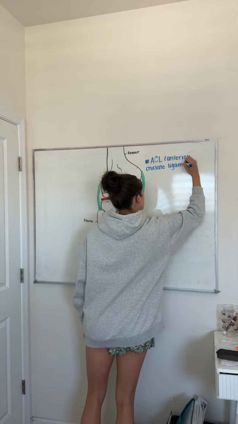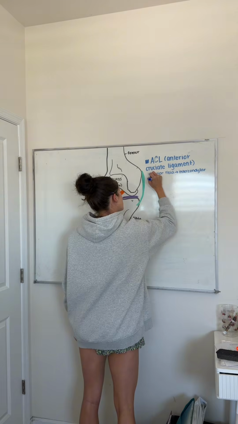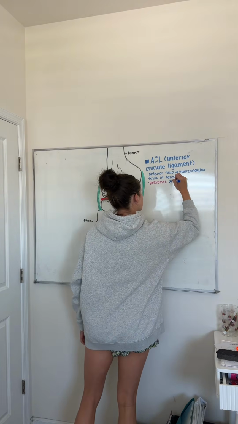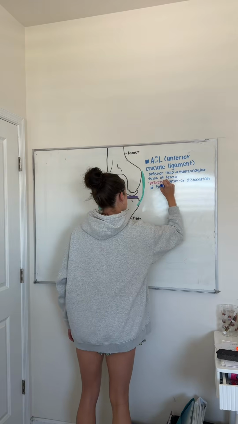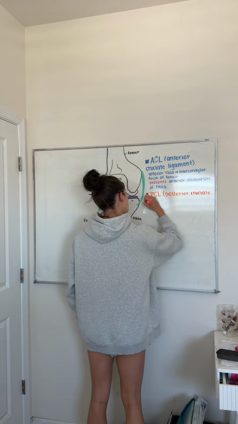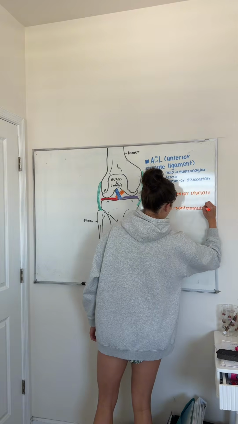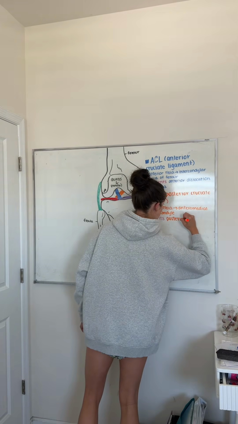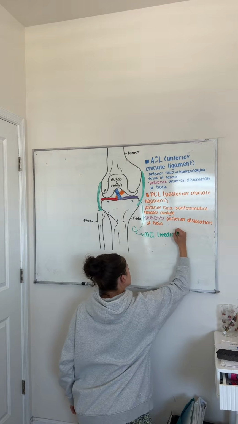So I'm sure you all have heard of the ACL, and that is our anterior cruciate ligament. It spans from the anterior tibia to the intercondylar fossa of the femur and prevents anterior dislocation of the tibia. Behind that, we have our PCL, or posterior cruciate ligament. This spans from the posterior tibia to the anteromedial femoral condyle, and this ligament prevents posterior dislocation of the tibia on the femur.